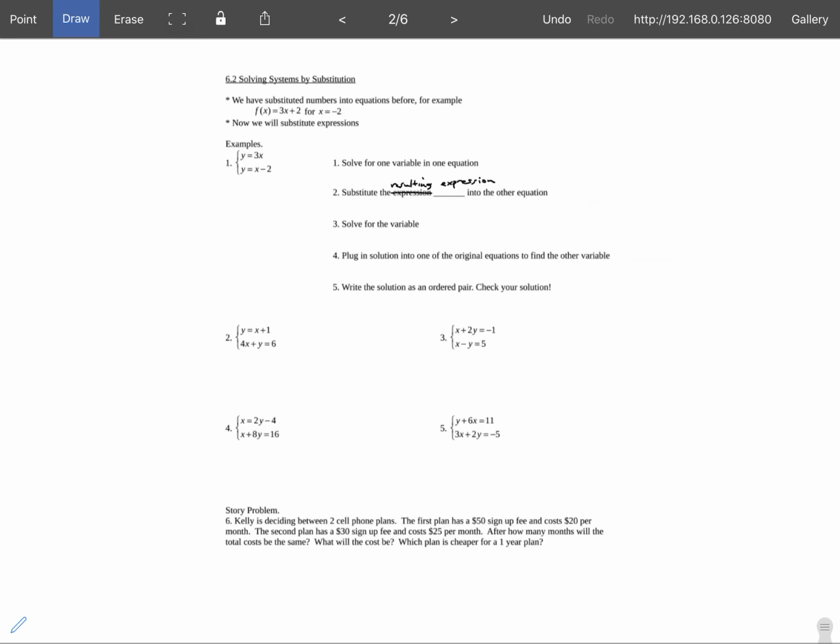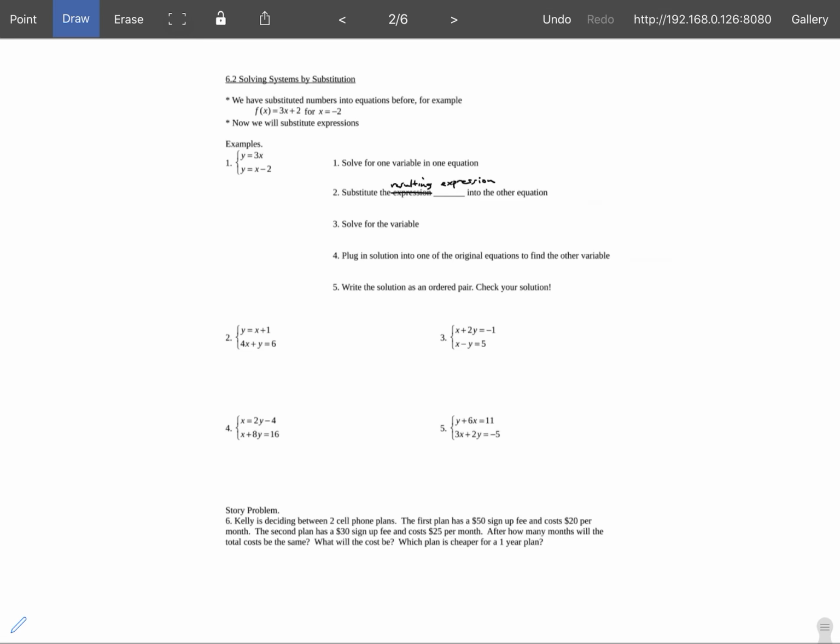Okay, so this is lesson 6-2. Last week on Monday and Tuesday, we were solving by graphing the two lines and then looking for the point where they hit each other. That was our solution. So this is going to be an algebraic method for solving these without graphing, okay? It's still going to be a system of two equations with two variables.